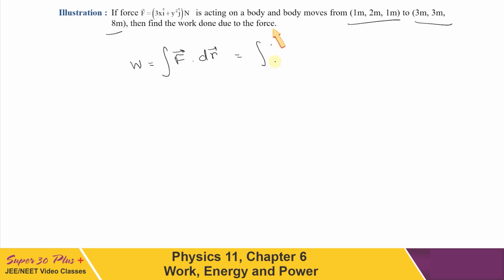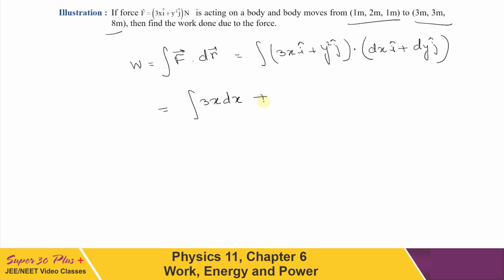Now F is given as 3x i plus y square j, dot with dr. How dr can be written in the xy plane: it should be written as dx i plus dy j. If we take the dot product, it will be 3x dx plus y square dy. Now limits we have to substitute.